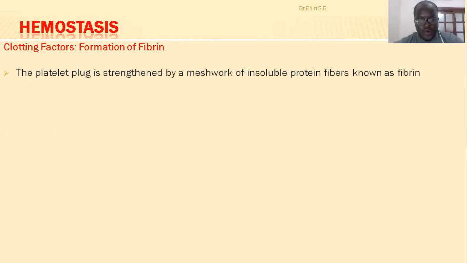Okay, so now let's go into the mechanism of hemostasis, because now you understand the factors. So clotting factors, formation of the fibrin. So I'll speed up. So how is this fibrin going to be formed? You need to activate the factors, because they're the ones involved in the extrinsic, intrinsic, and the common pathway for you to convert fibrinogen into fibrin, and the fibrin will polymerize to form the strands of fibrin to reinforce the platelet plug, like I said. So the platelet plug is strengthened by a meshwork of insoluble protein fibers known as fibrin.